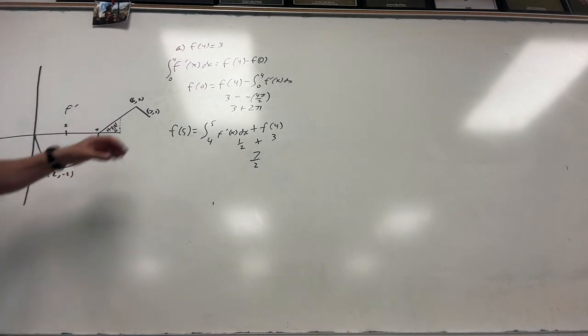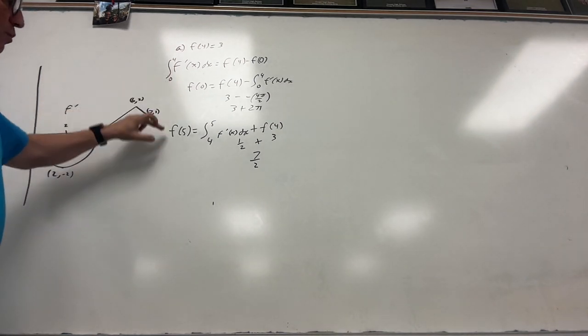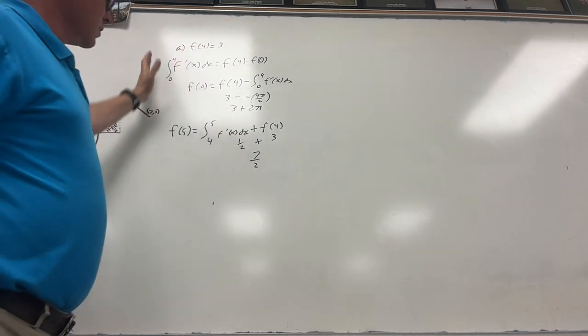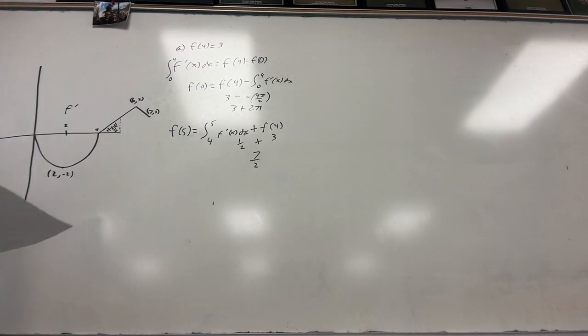So to earn the points, you got 1 point for either getting this point right or this equation right. You got 1 point for this answer, 1 point for this answer. So this was worth a total of 3 points here. Now, going a little further, let's look at B.